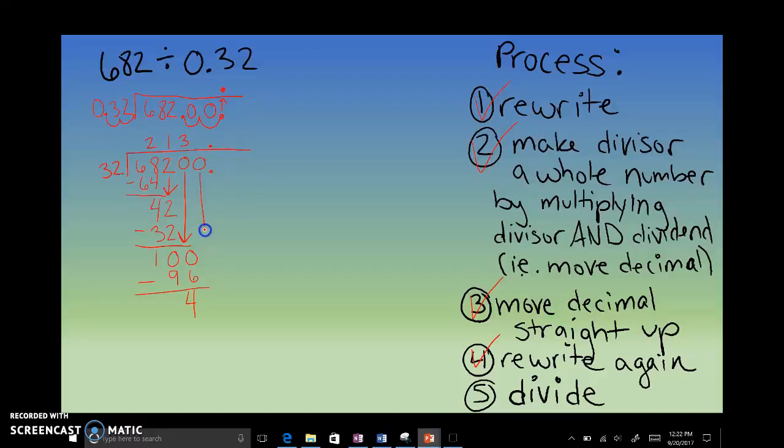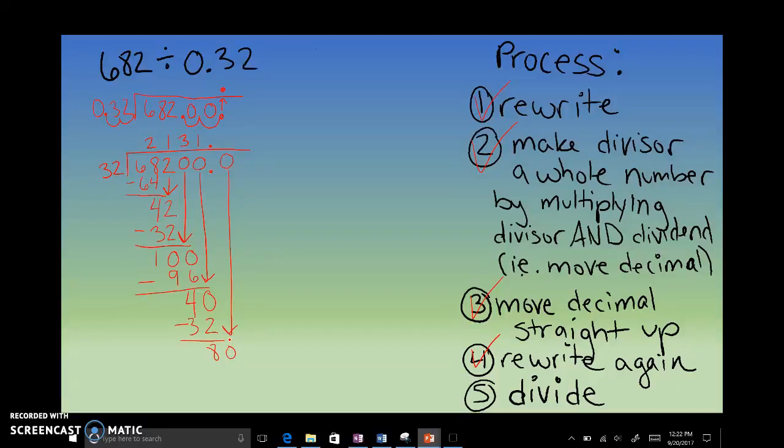Now I'm going to bring down one more 0. And I'll say, how many times does 32 go into 40 without going over? It goes in 1 time. 1 times 32 is 32. We're going to subtract. We get 8. We still don't have a 0 down here, so we need to annex one more 0 and bring it down.